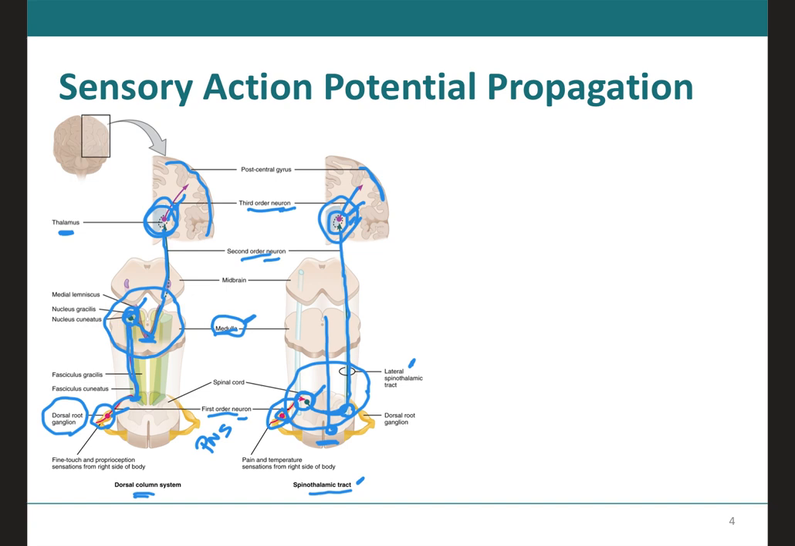Now, the spinocerebellar tract is one that only has two neurons. It does not have three neurons. So it's just first order neuron and second order neuron, and they don't go to the thalamus. They go directly to the cerebellum. That's why it's called the spinocerebellar tract.